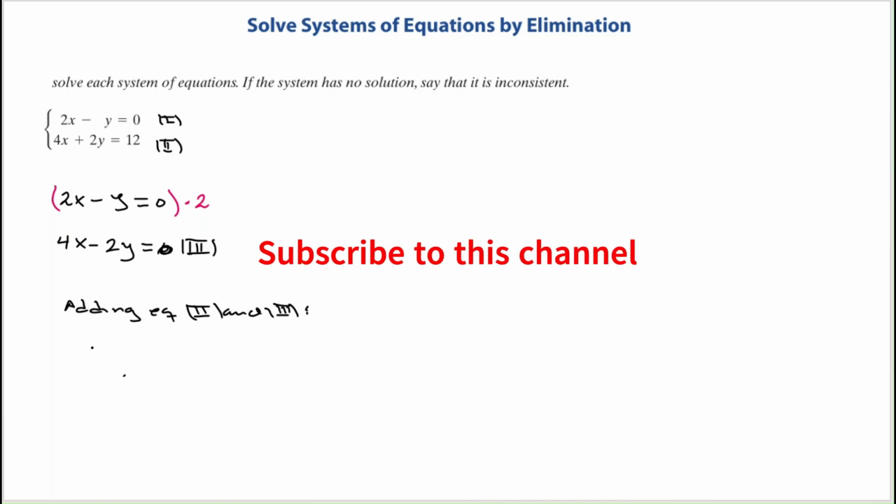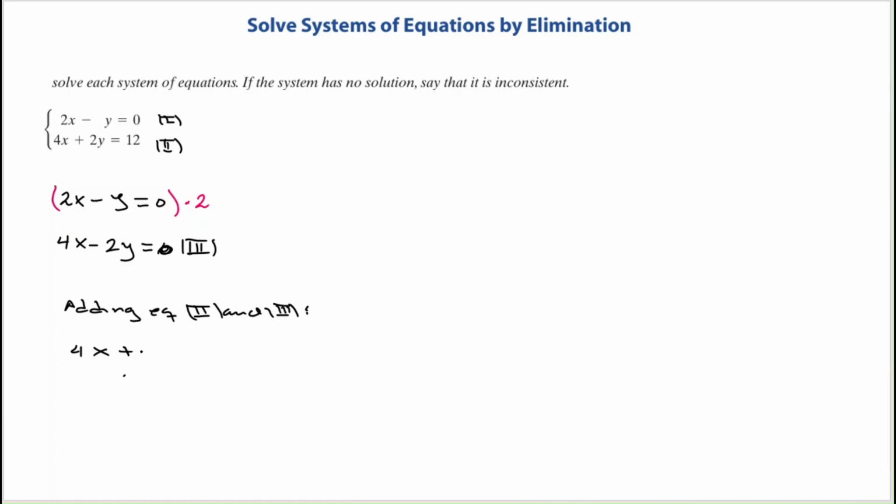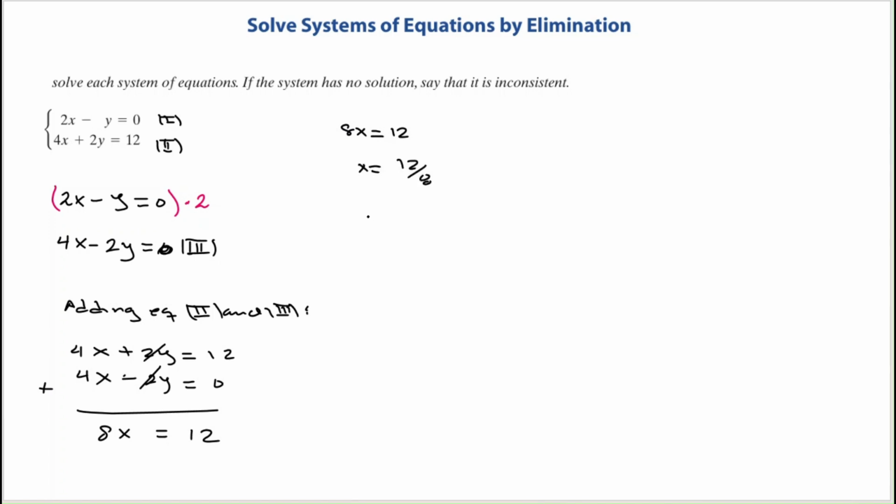We get 4x plus 2y equals 12 and 4x minus 2y equals 0. 2y minus 2y would be 0, and then 4x plus 4x is 8x. 12 plus 0 is 12. So we got that 8x equals 12. Divided by 8, x is equal to 12 over 8. Now both are divisible by 4, so x is equal to 3 over 2.